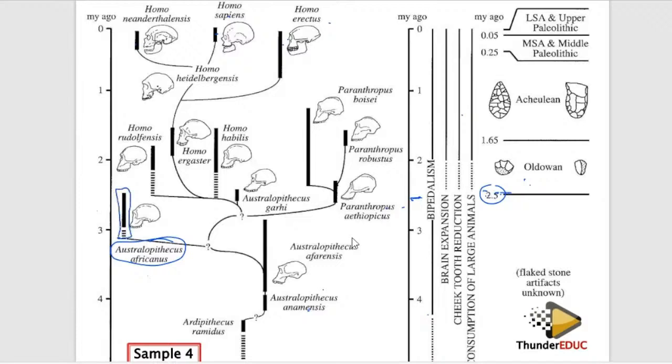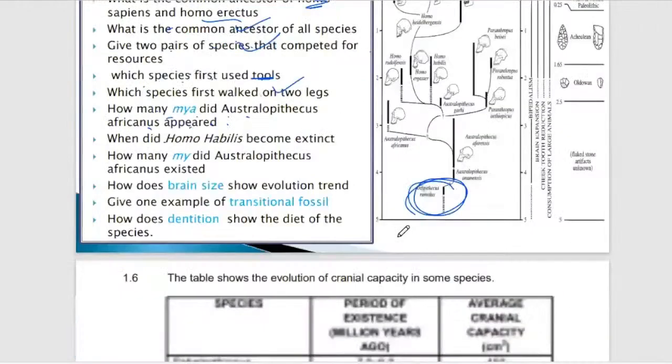So you find where it appeared. Maybe it is 3.2. Remember, the 0 is this side, so you count going downwards. You count from 0. 0 point, maybe it is 3.2 million years ago.